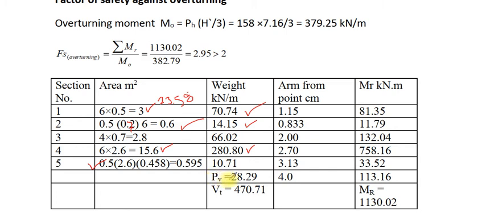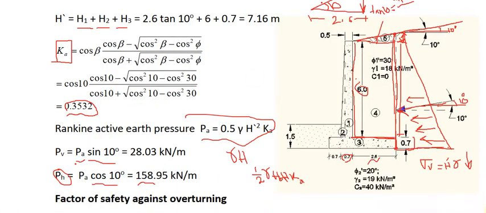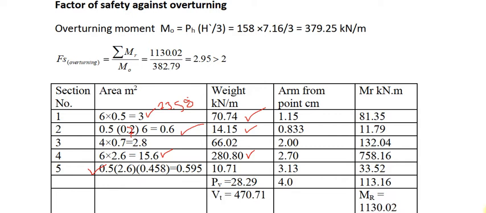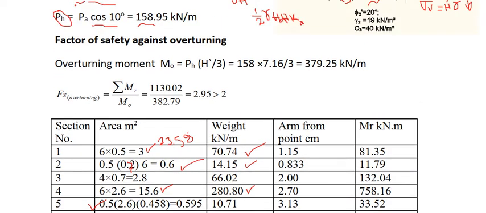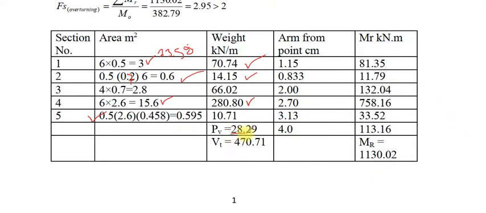PV is the vertical force due to the active earth pressure. PV equals 28 kilonewton here. The total weight we need. The total weight equals 470.